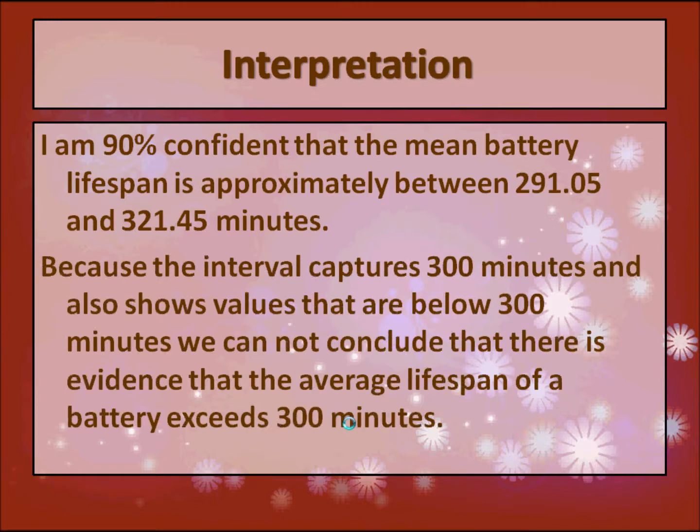Because the interval captures 300 minutes and also shows values that are below 300, remember, we want to know if they exceed 300. We cannot conclude there is evidence that the average lifespan of a battery exceeds 300 minutes. So you got to be very careful with that. When you're interpreting it, you have to look at the question. We want to see if it exceeds. Our interval shows that some of the batteries are actually below. Okay, so that means there's not enough evidence to conclude that the batteries will exceed.